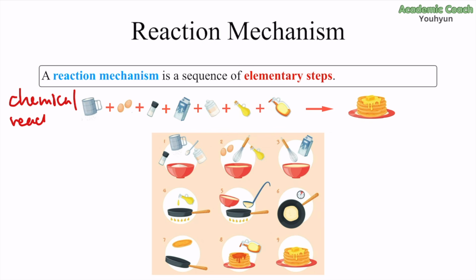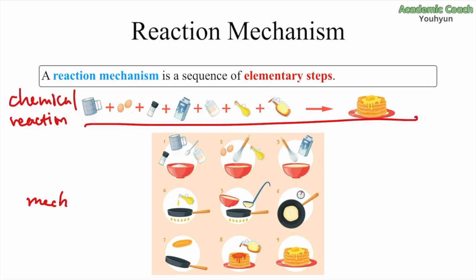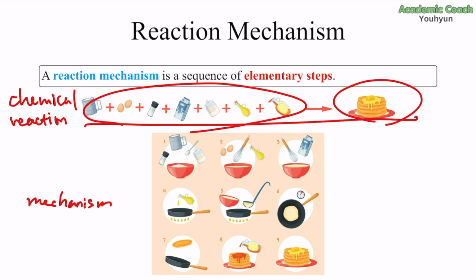Here, I have shown you two different ways to represent how to make a pancake. The first one is chemical reaction, while the second one is reaction mechanism. And the difference between them would be if there is an order sequence of elementary steps or not. For chemical reaction, it's as simple as reactants, arrow, and then products.